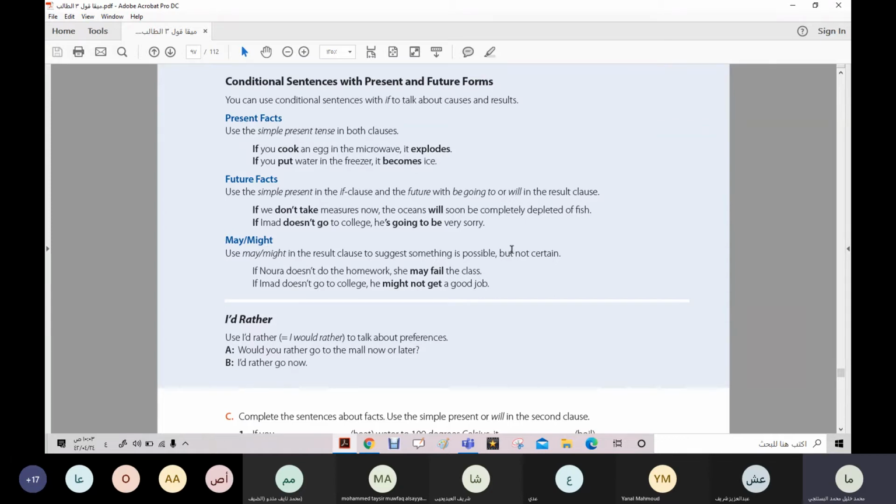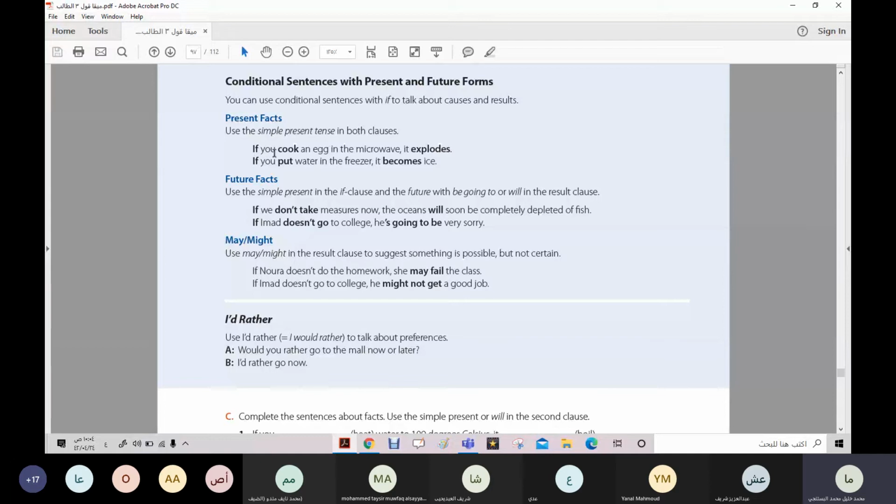We can use the conditional sentences with if to talk about causes and results. If you cook, something will happen. If you put water in the freezer, something also will happen. It becomes ice. But some of the results are true, and we are sure that it will happen. So with facts we have to use the simple present. Now use the simple present tense in both clauses. Why? Because in the second sentence, the result will be true.